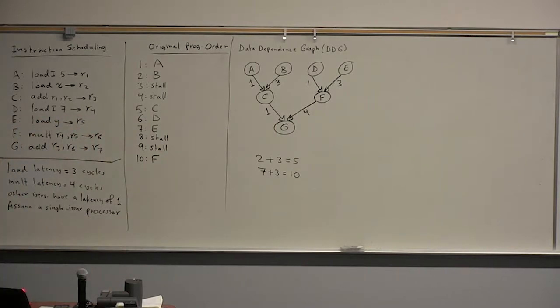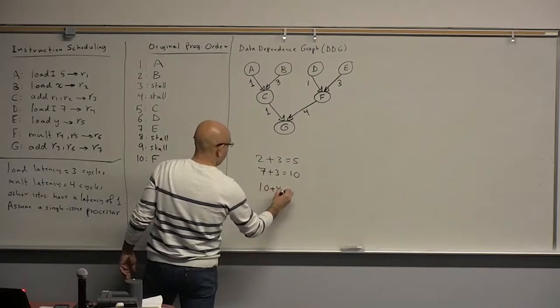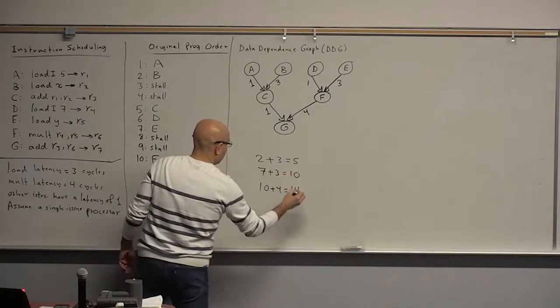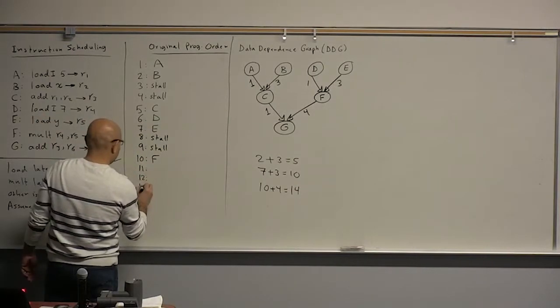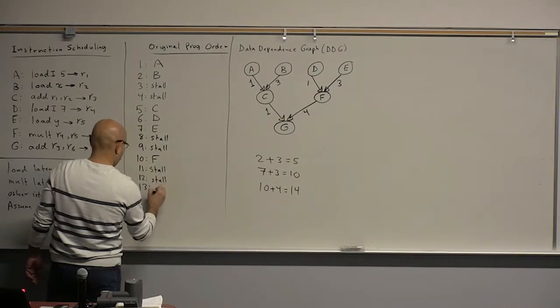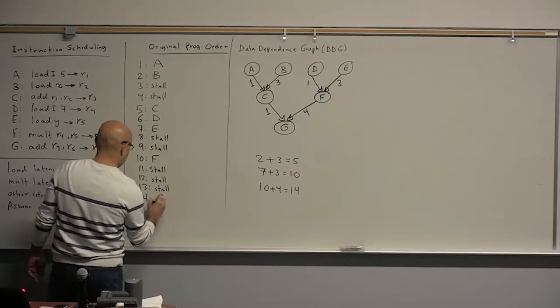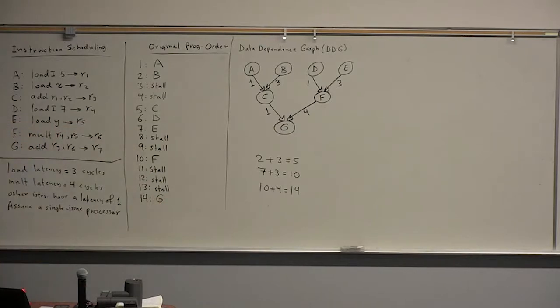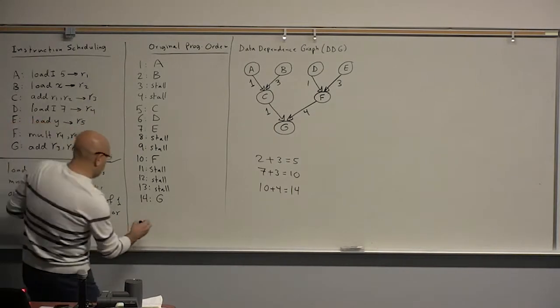Then G will be in cycle 13. Yeah. So 10 plus 4, oh no, 10 plus 4 is 14, in fact. So we'll have 11, 12, 13 are stalls. And 14 is G. So, based on this simple machine model, this stream of instructions will take 14 cycles.